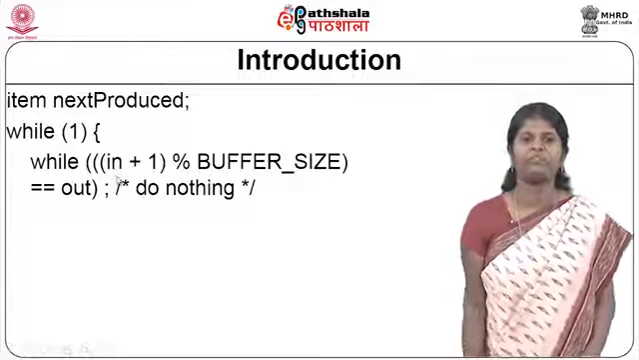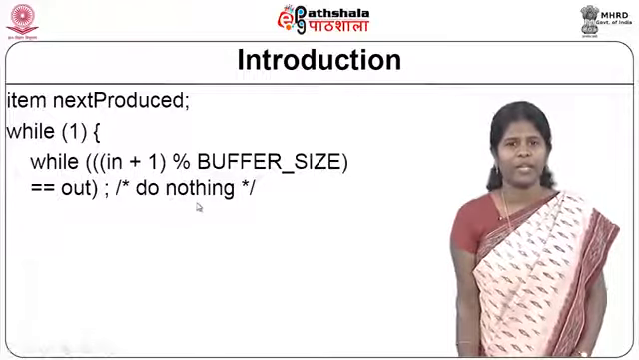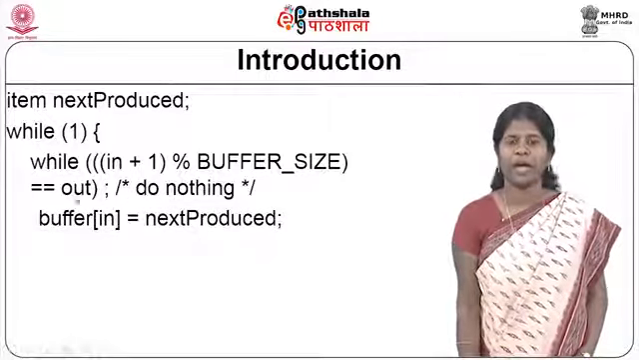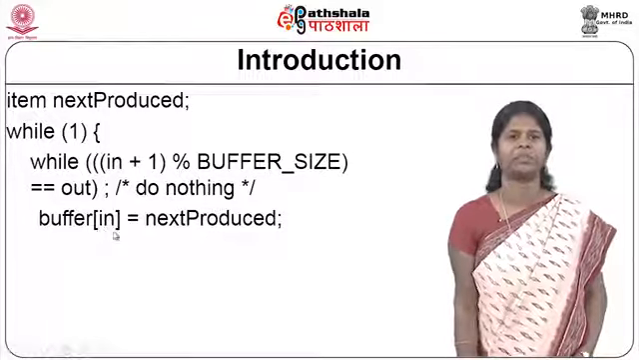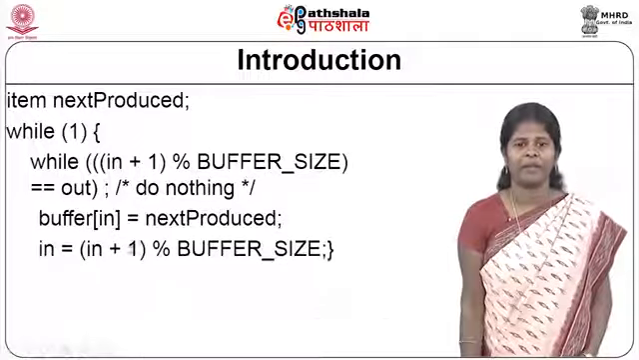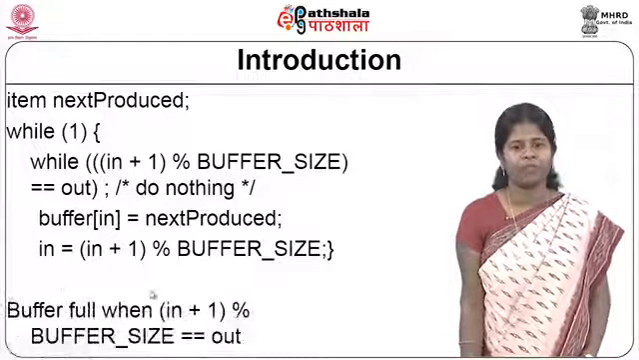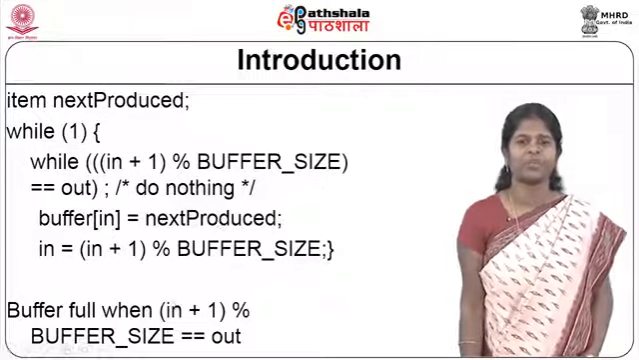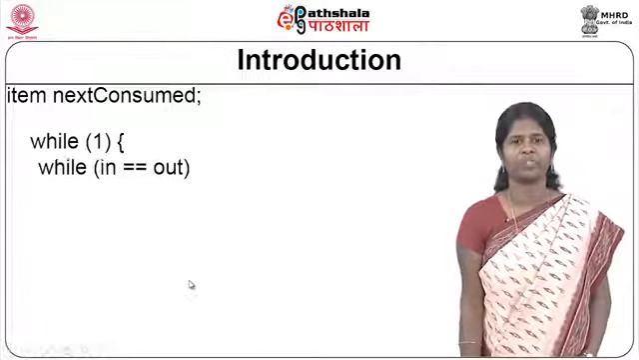It will check if (in + 1) modulus buffer size is equal to out, then it means that the buffer is full and the producer cannot place the item and it will be waiting. If the buffer is not full, then the producer places the item into the location pointed to by the in pointer, and then it will increment the in pointer by 1. The condition for a full buffer is that (in + 1) mod buffer size should be equal to out.